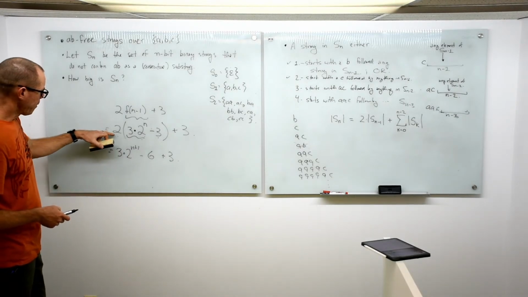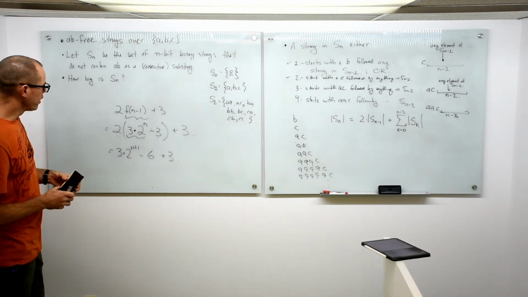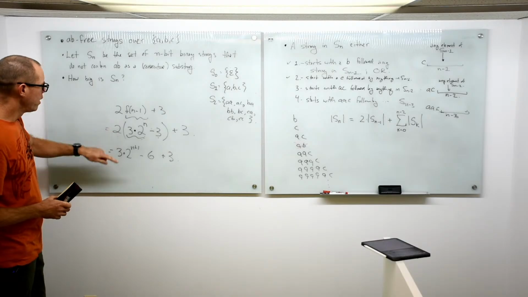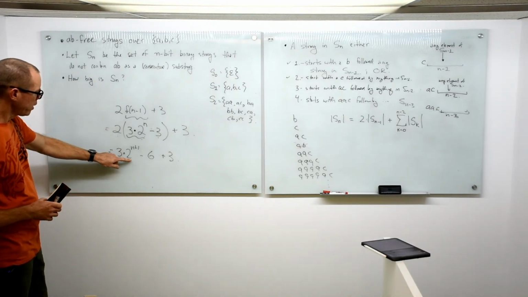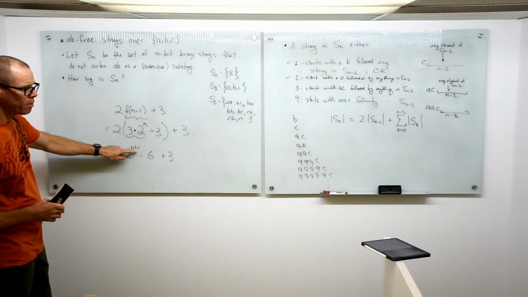So the thing that you're saying, 2 times 3 is 6, well, it's 3 times 2 to the n, and the extra 2 is in the exponent now.